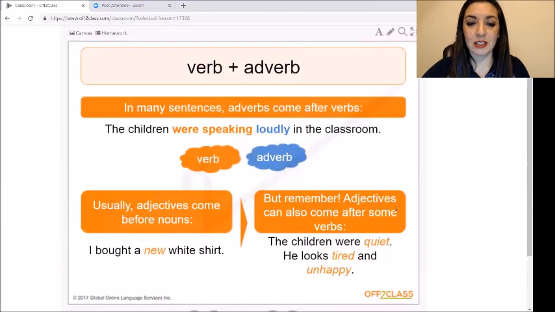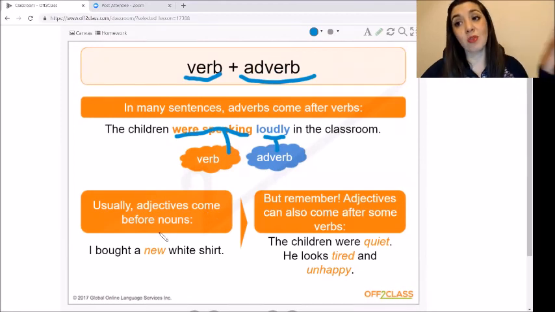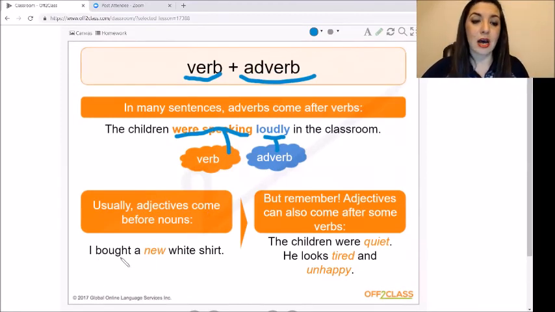We've only got like 5 more to go. If you can stick with me, I think you'll get value out of this last part. So now we have a verb plus an adverb, like what we've been saying. In many sentences, adverbs come after verbs. The children were speaking loudly in the classroom. See, verb, adverb. Usually adjectives come before nouns. Usually. I bought a new white shirt.